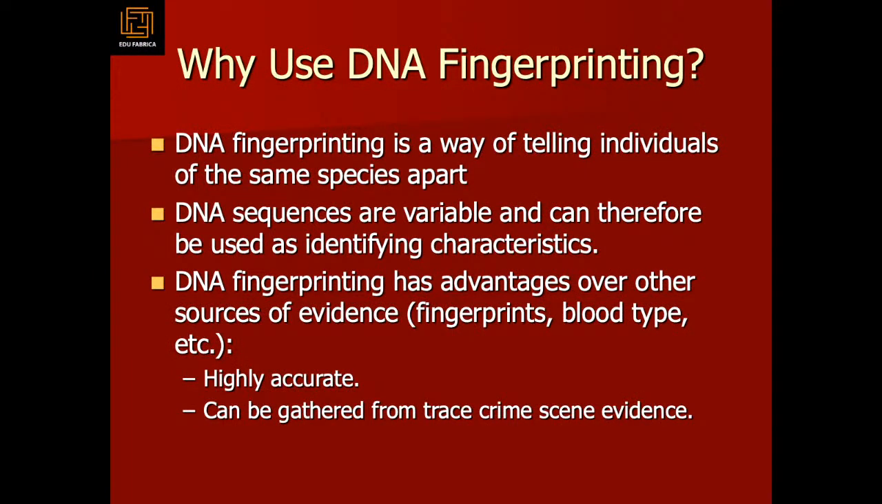So why do we use DNA fingerprinting? It's a way of telling whether individuals belong to the same species or if they are a bit different. The sequences are variable and can therefore be used for identifying the characteristics. DNA fingerprinting has an advantage over other sources of evidence like fingerprint, blood type, hair and all these things. It gives highly accurate results and can be gathered from trace crime scene evidence.